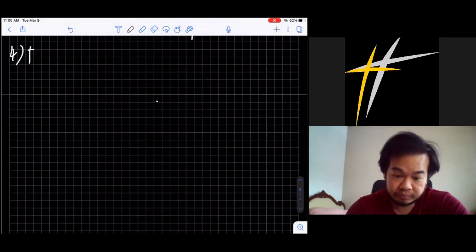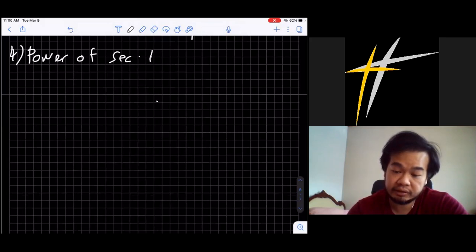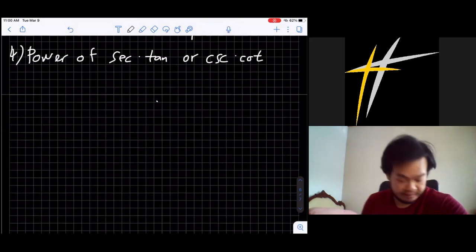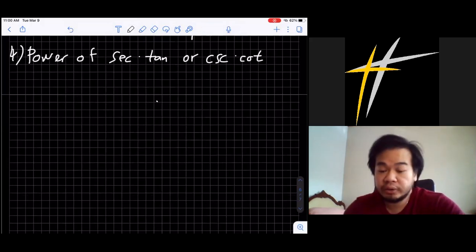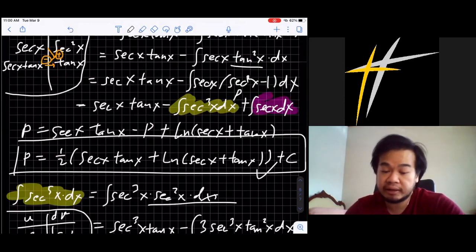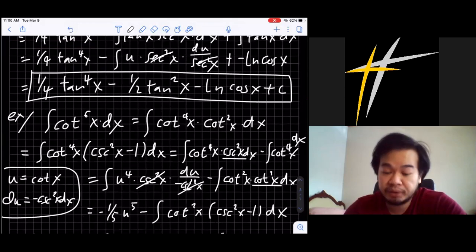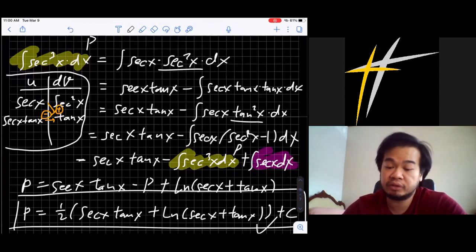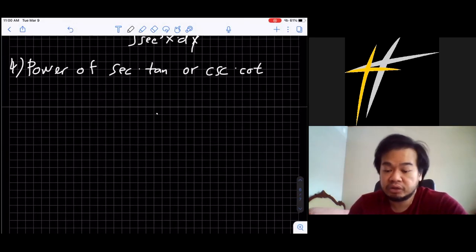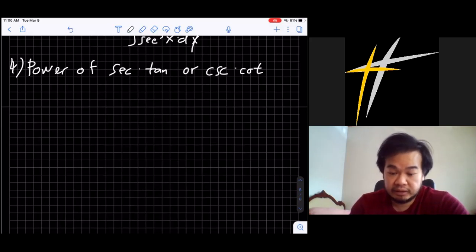the combination of power of secant times tangent or power of cosecant times cotangent. Actually, we are still using the same principle as number 2 and number 3. Basically, we are going to transform either the secant or cotangent or tangent or cosecant so that we can use the algebraic substitution method.